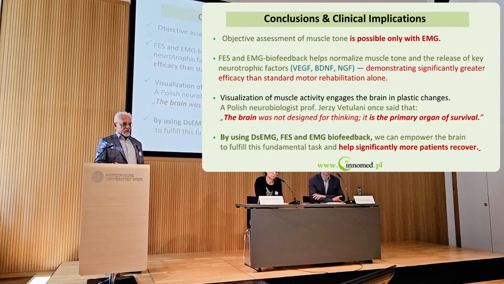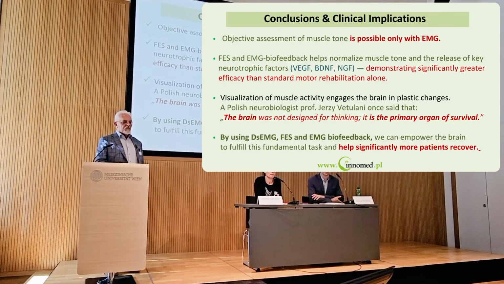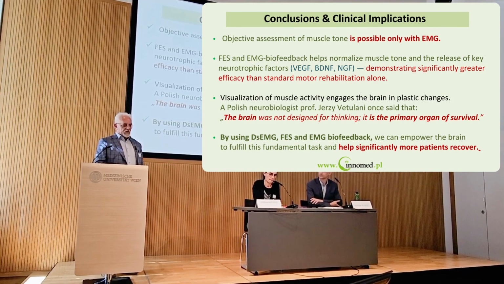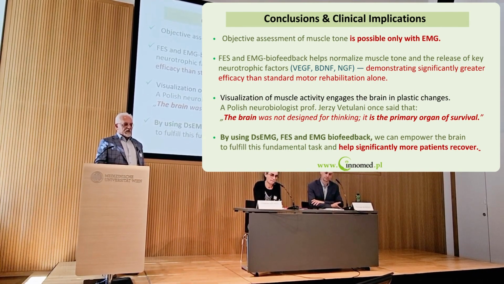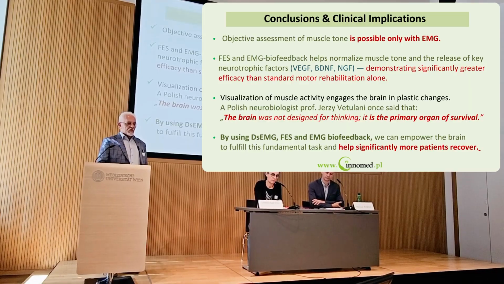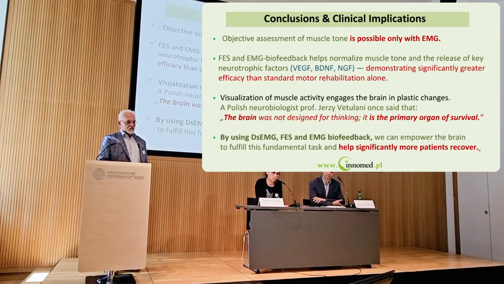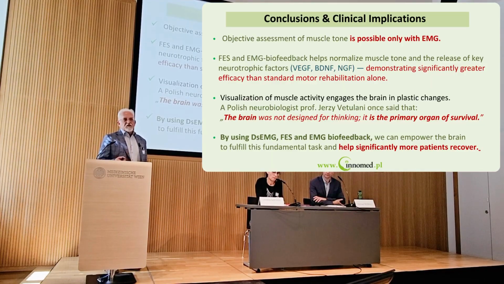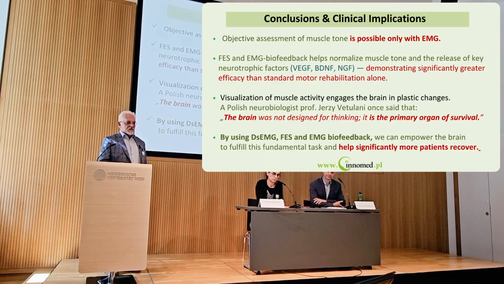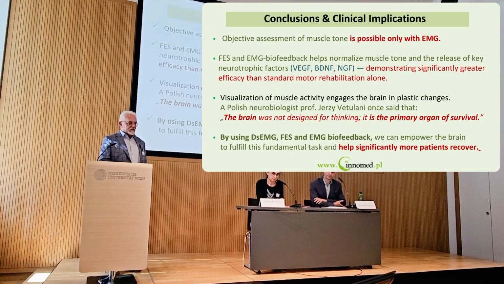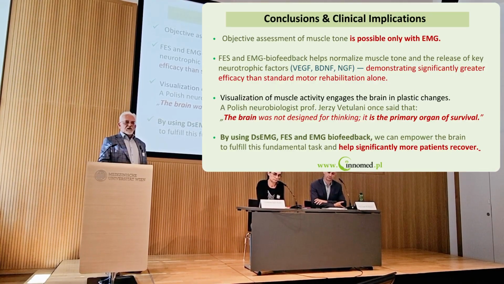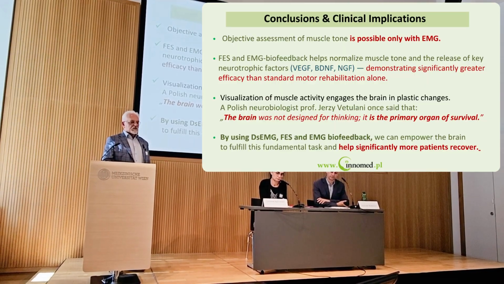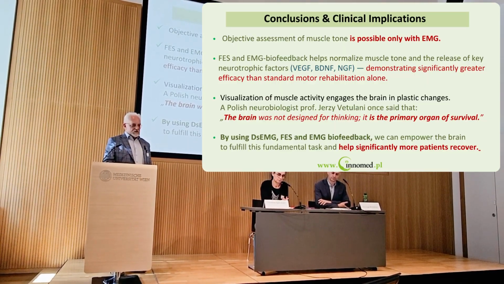Final conclusions: objective assessment of muscle tone is possible only with EMG. FES and EMG biofeedback helps normalize muscle tone and the release of key neurotrophic factors, vascular endothelial growth factor, brain-derived neurotrophic factor, nerve growth factor, demonstrated significantly greater efficacy than standard motor rehabilitation alone. Visualization of muscle activity engages the brain in plastic changes.